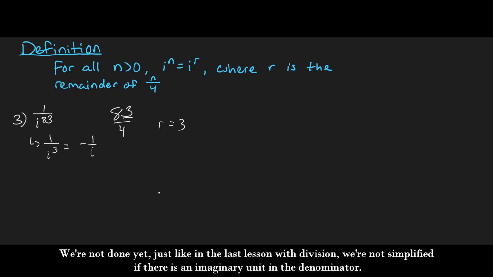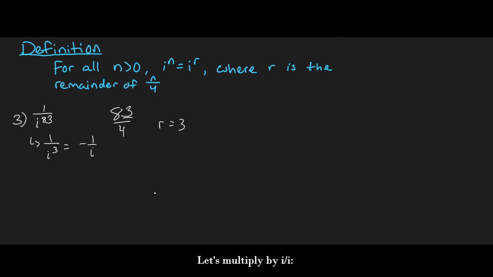We're not done yet. Just like in the last lesson with division, we're not simplified if there is an imaginary unit in the denominator. Let's multiply by i divided by i. We get i divided by -i squared, which simplifies to i divided by 1, which equals i.